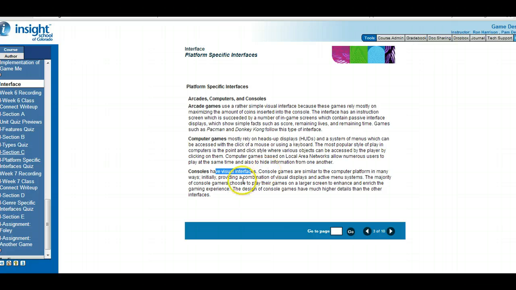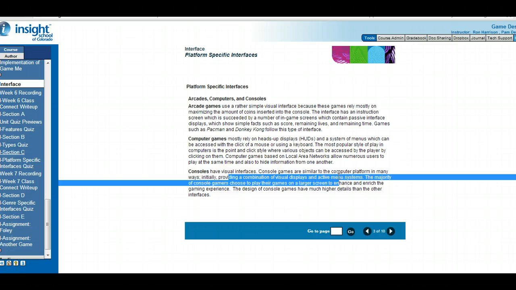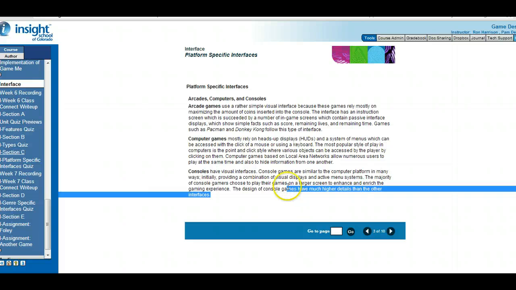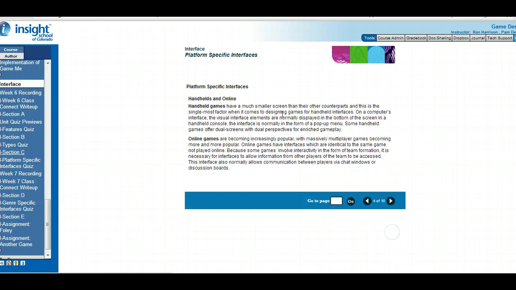So they're similar to computer in many ways. You have different commands and menu systems and things like that. But consoles have much more detail in their interfaces. Then finally, handhelds. Handhelds, of course, have a much smaller screen, so their interfaces need to be designed for those handheld devices. So it's really important. If you're playing a game on a handheld device and you play the same game on a console or a PC, your menus may end up different. And you probably have a lot more pop-up menus in handheld games. And finally, online games, like the massive multiplayer games, have become much more popular.